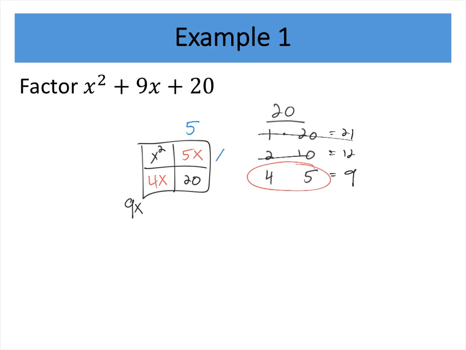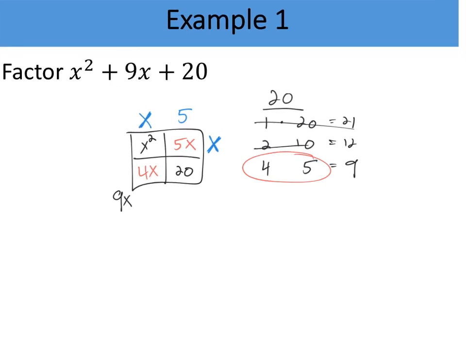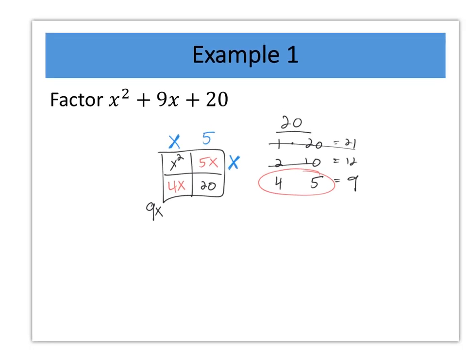And so that makes this have to be x. If this is x, this has to be x too, because x times x is x squared. And last but not least, if this is x up here, then this has to be 4. So now we've got our standard form. Our factored form is x plus 5 and x plus 4.